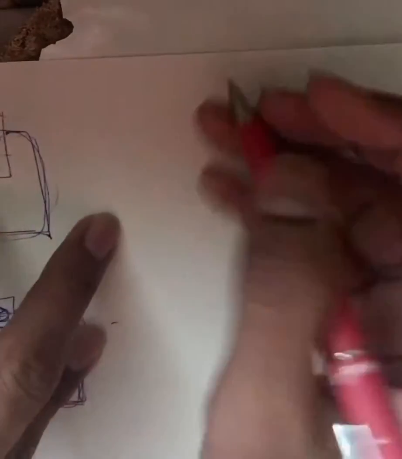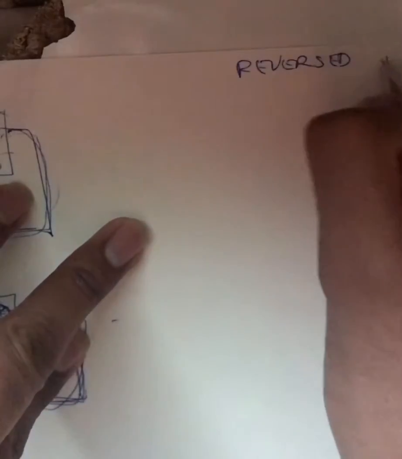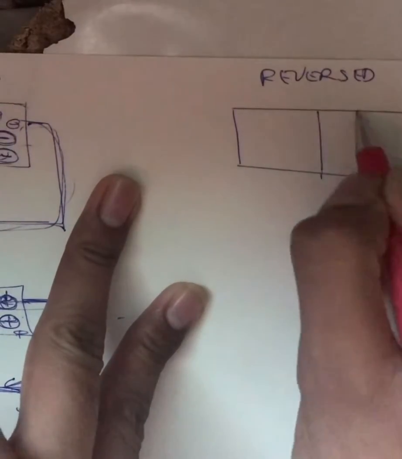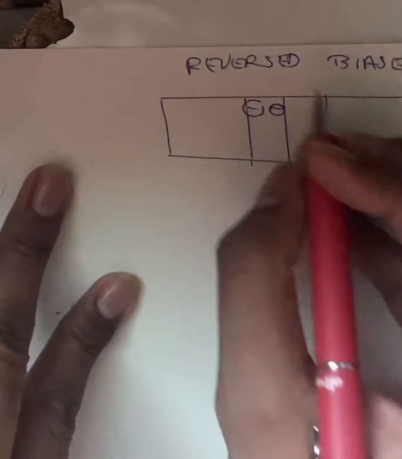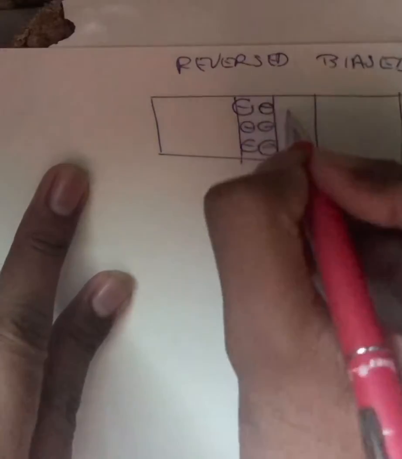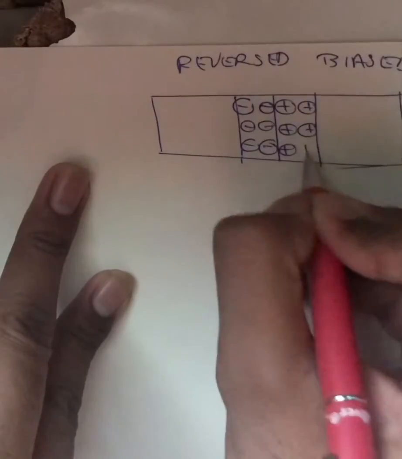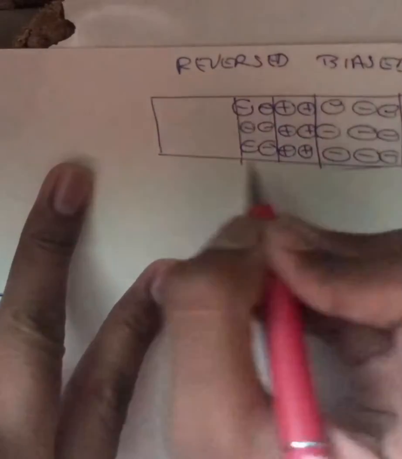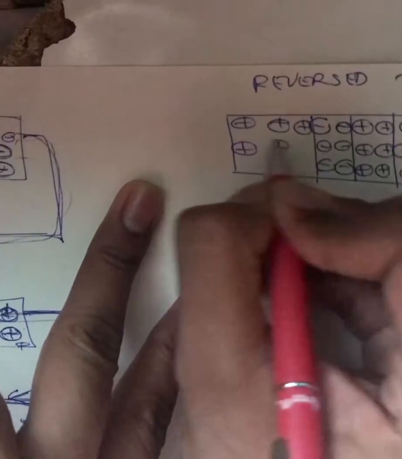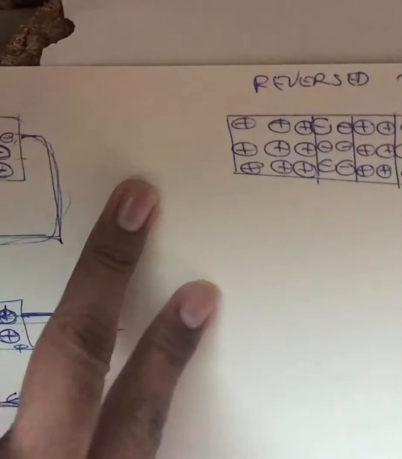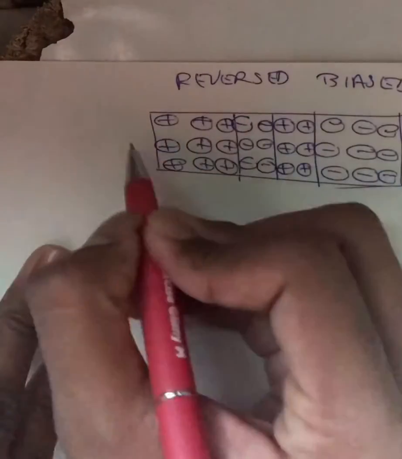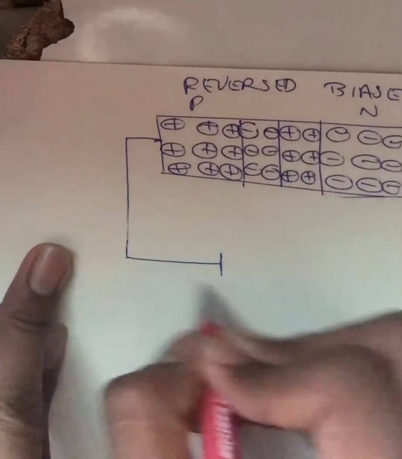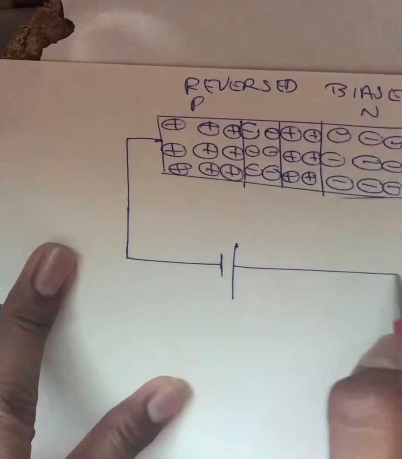And now what happens in the reverse bias condition? So what happens in reverse bias condition, that again we take the same PN junction. So over here there are electrons, okay, holes, okay, and these are electrons on this side, these are holes on this side, okay. So now what happens in reverse bias condition is that instead of connecting a positive terminal of the battery to the p-type semiconductor, we connect a negative terminal of the battery to the p-type semiconductor, okay, and a positive terminal to the n-type semiconductor.